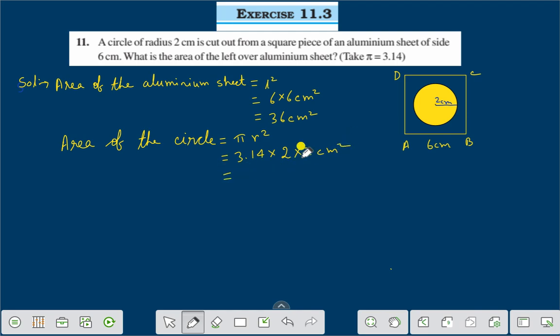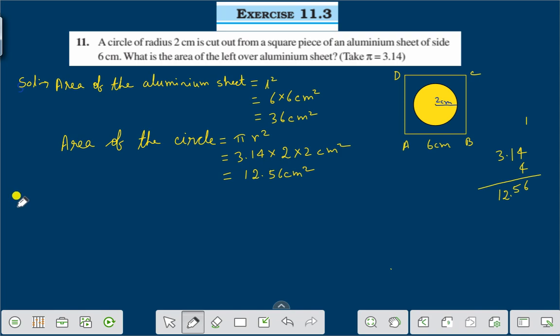Now if we multiply 3.14 by 4, 4 times 4 is 16, carry 1, it is 6. 4 times 1 is 4 plus 1 is 5, and 3 times 4 is 12. We are getting 12.56 centimeter square, right?